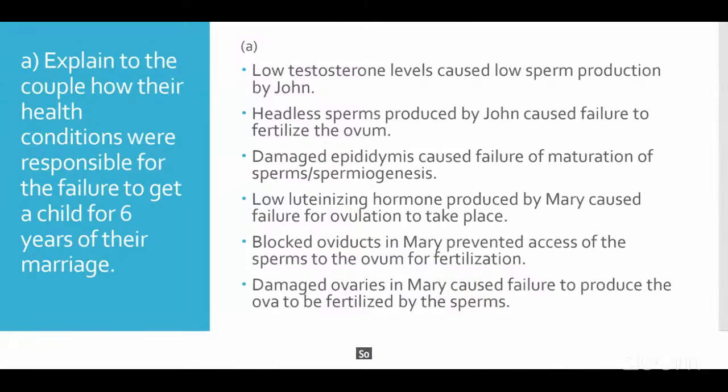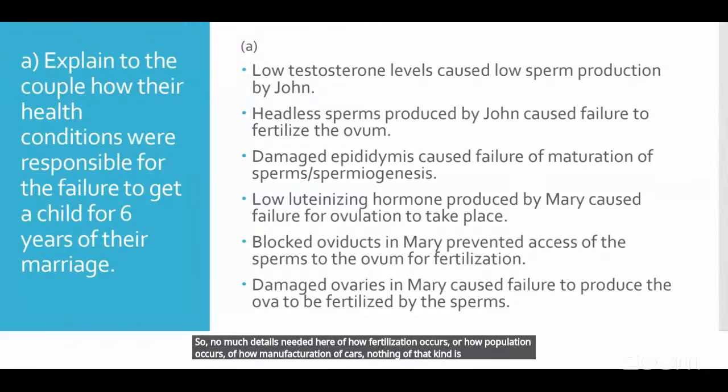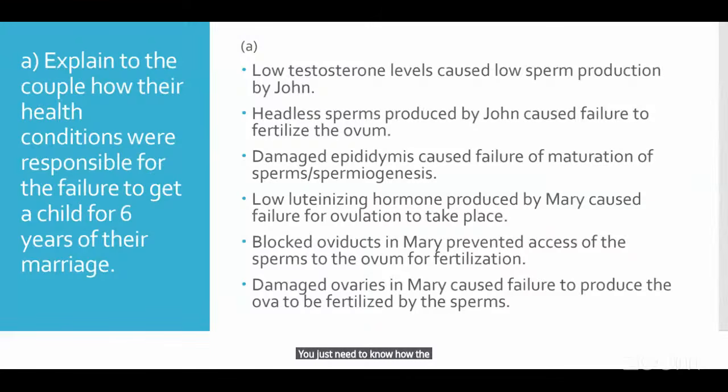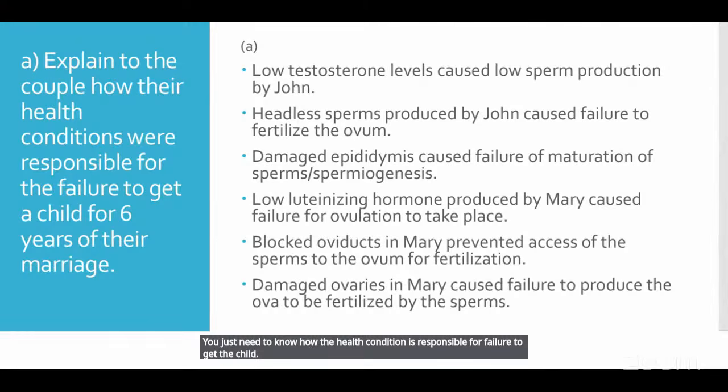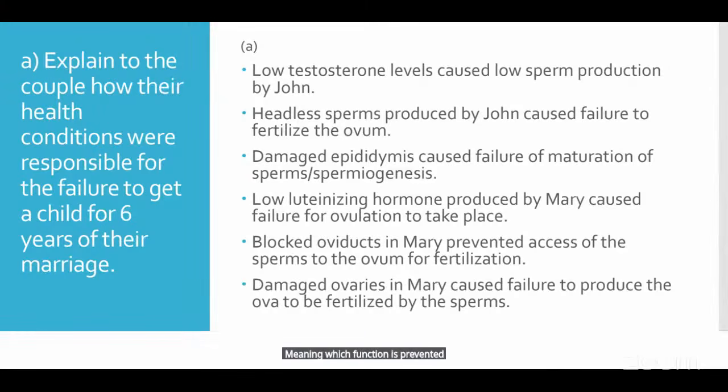So it could be as basic as that. We just needed to look at which function was prevented, and that was it. So not much detail is needed here of how fertilization occurs, of how ovulation occurs, of how menstruation occurs. Nothing of that kind is needed. We just need to know how the health condition is responsible for failure to get the child, meaning which function is prevented that would have resulted in formation of the zygote. As simple as that. Let us take the screenshots very fast as we proceed to the next thing.